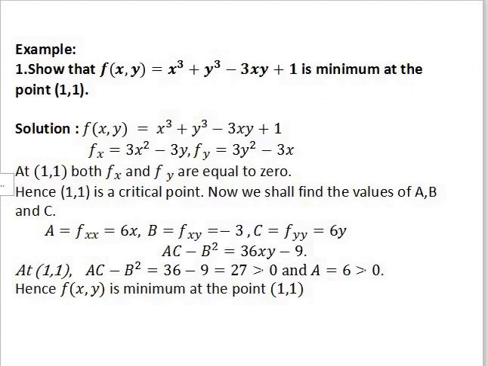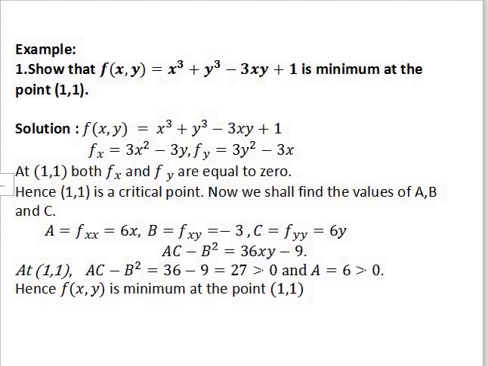Let us discuss problems on this. Show that f of x comma y is equal to x cube plus y cube minus 3xy plus 1 is minimum at the point 1 comma 1. Solution: f of x comma y is equal to x cube plus y cube minus 3xy plus 1. So the critical point is given. We have to show that the function is minimum at the point 1 comma 1.